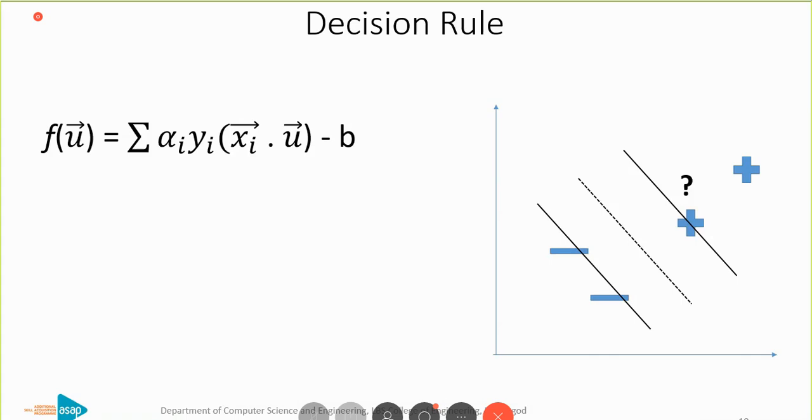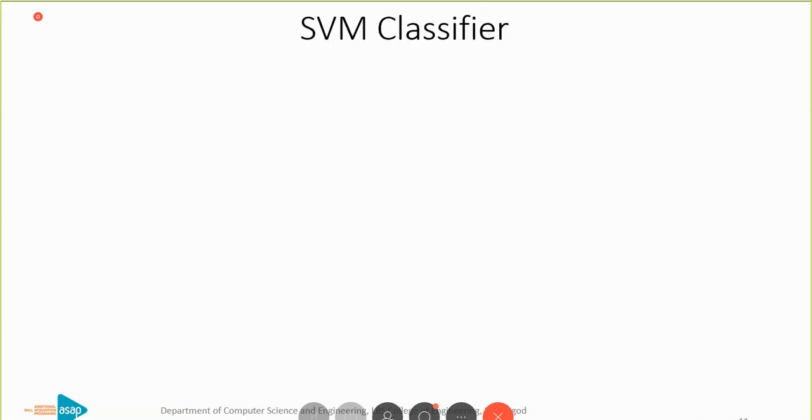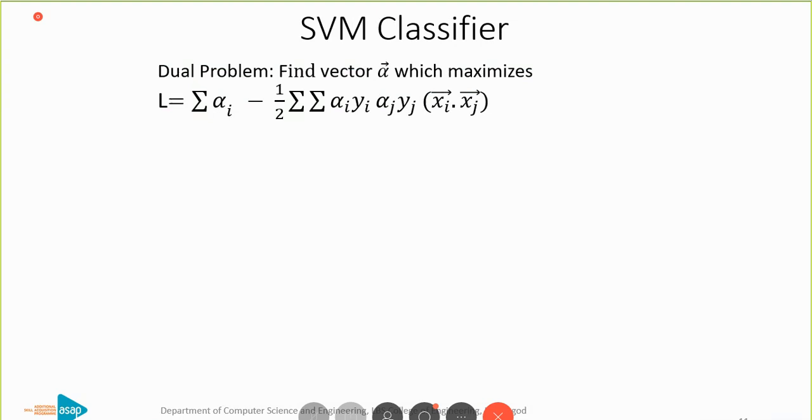Okay, so let us move to the algorithm now, and we will do a simple binary classification problem. Now let us summarize the SVM classifier. What we have done is we started with a minimization problem, the original problem. Then we used a Lagrange multiplier and changed that into a dual problem. Here you can see the dual problem is to find a vector alpha which maximizes this equation, subject to the conditions.